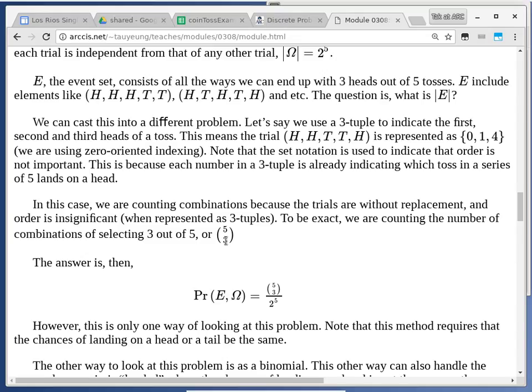So my question really is asking, if I start with a set of 0, 1, 2, 3, 4, how many ways can I pick 3 out of the 5 things in this set? That would answer exactly the same question of how many ways can I end up with 3 heads out of 5 coin tosses. Let's think about this, okay?